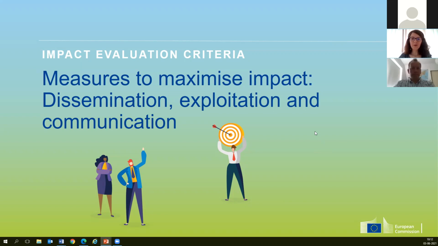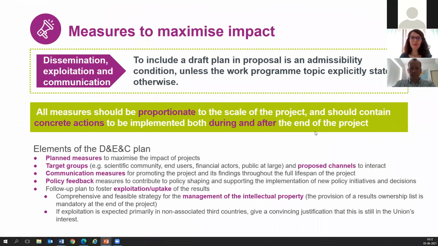So we can go to the next slide. And we already mentioned many times those measures because we already talked about dissemination, exploitation, and communication, for the really simple reason that if you want your project results to deliver toward the expected outcomes and impacts, you need to do something about it. You need to disseminate, exploit, and communicate your results.